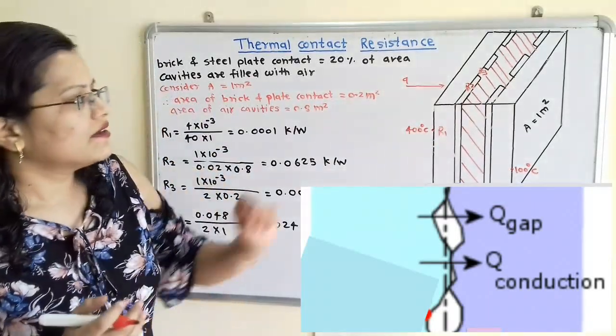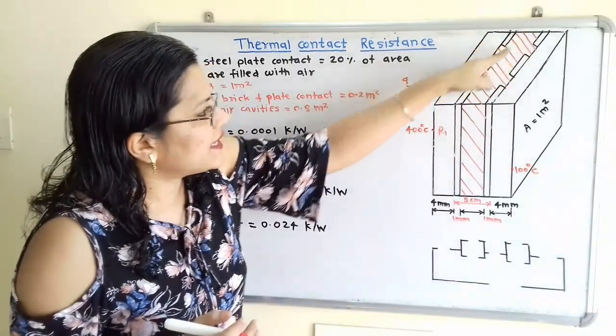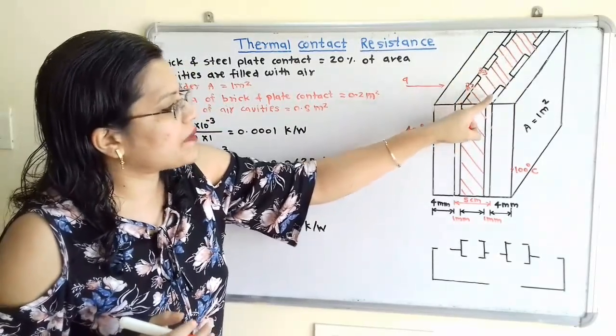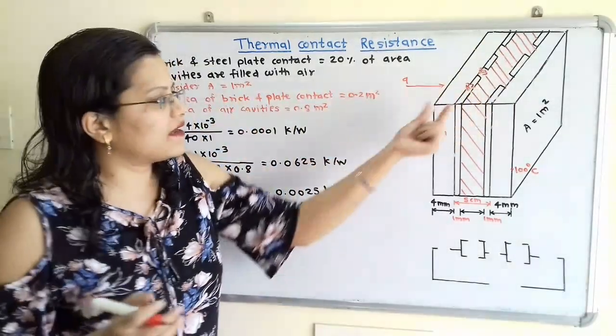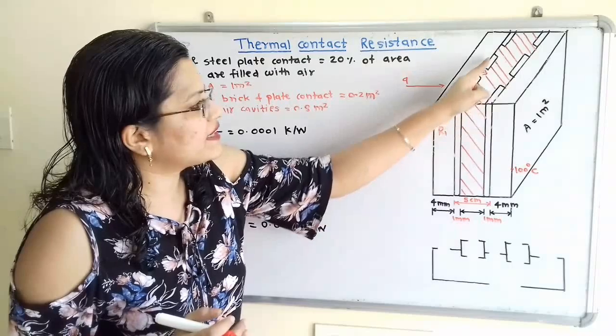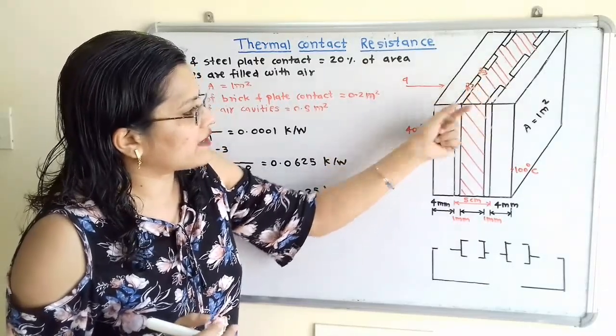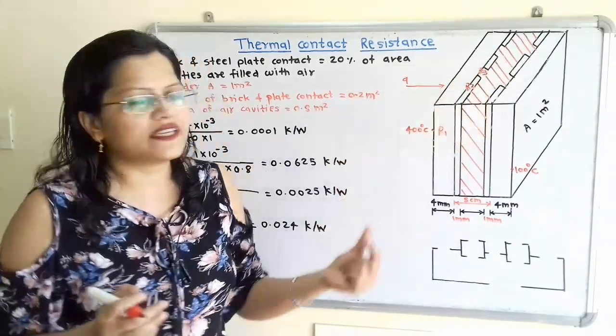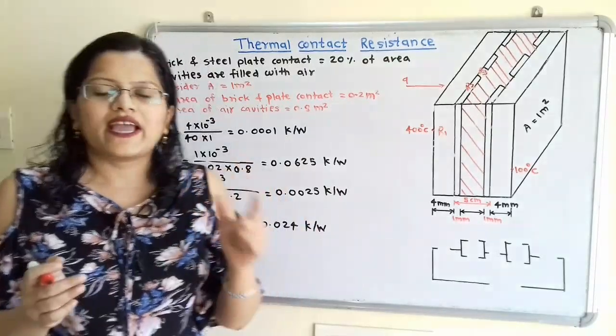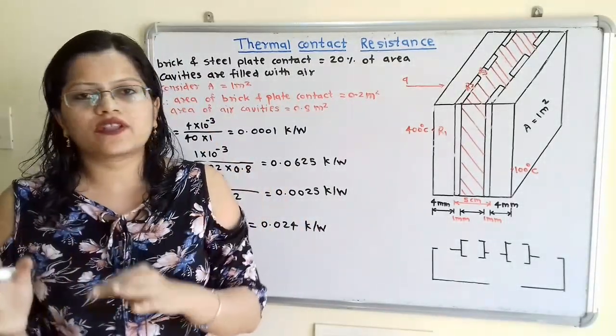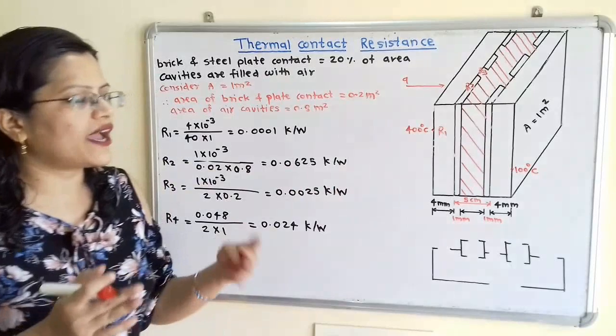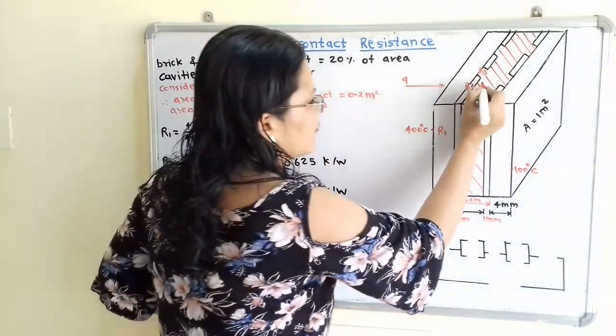Now again, the heat is conducted or passing through only the brick layer in between these cavities and solid to solid contact. So in this middle area, when the heat is passing, we have to consider the resistance for conduction in the brick layer. So I will say this resistance will be R4.